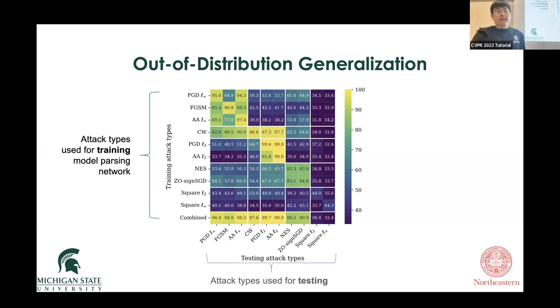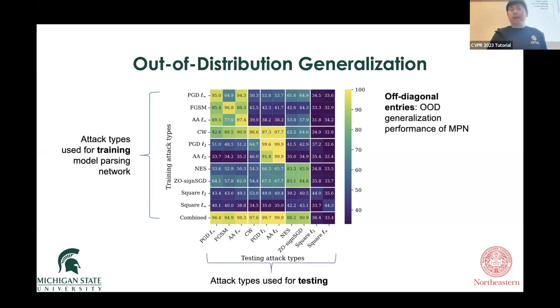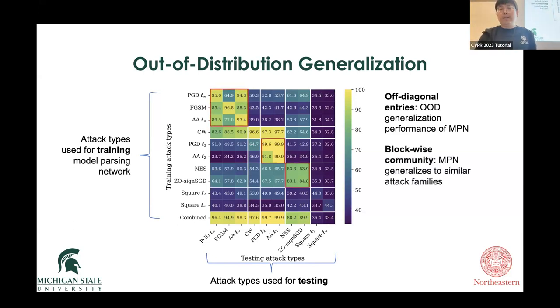There are several interesting findings. The first one is, if you look at the off-diagonal entries, all the generalization results of the model parsing networks have some community fashion. It's block diagonal. You see there's a block here, and then a second block here, and so on and so forth. There's some community structure in this full matrix.